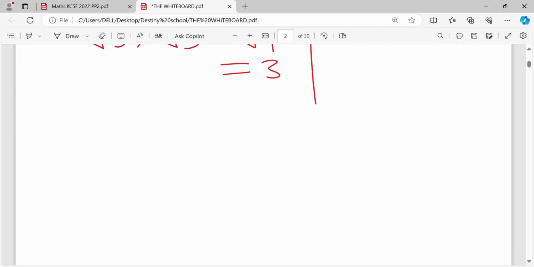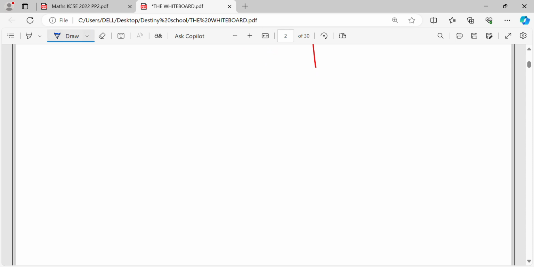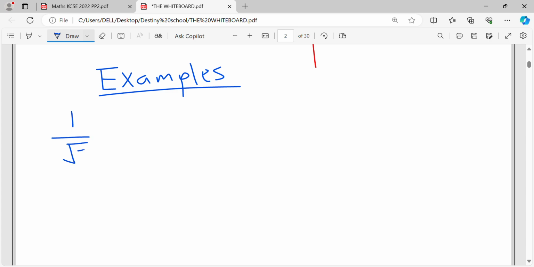So I believe you're in a position to see how we work it out. So let's check on an example. Sometimes in surds, you can be given something like this.